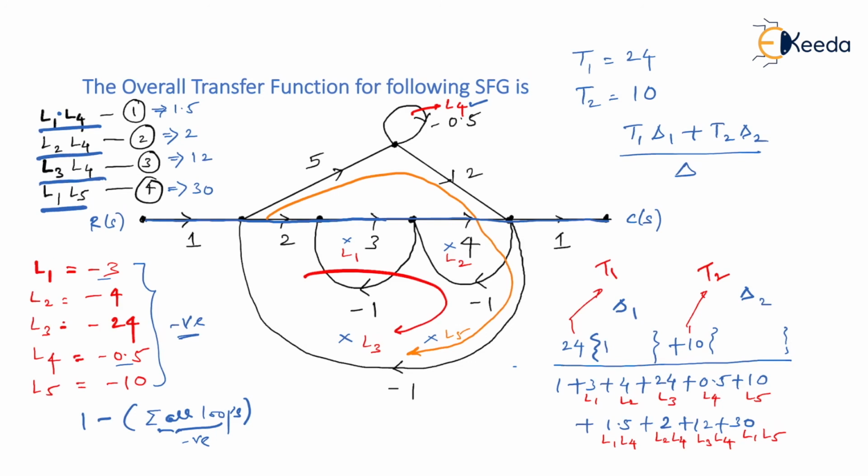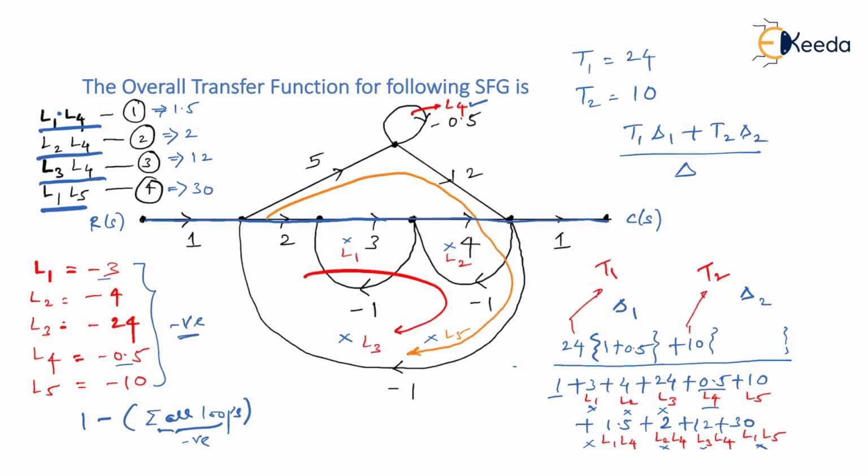So I can go for L4 here. Definitely 1 will come because it is a part of delta. Then plus what will come? L4, and the value of L4 is 0.5. Is that right? So 1 plus L4 I have taken as a part of it. L1 I have cancelled out, L2 cancelled out, L3 cancelled out. Obviously, if L1 is cancelled out, L1, L4 has gone, L2, L4 has gone, L3, L4 has gone, L1, L5 has also gone. So what is left in the denominator is 1 plus 0.5, and therefore delta 1 is 1 plus 0.5. Let's see what comes as delta 2.